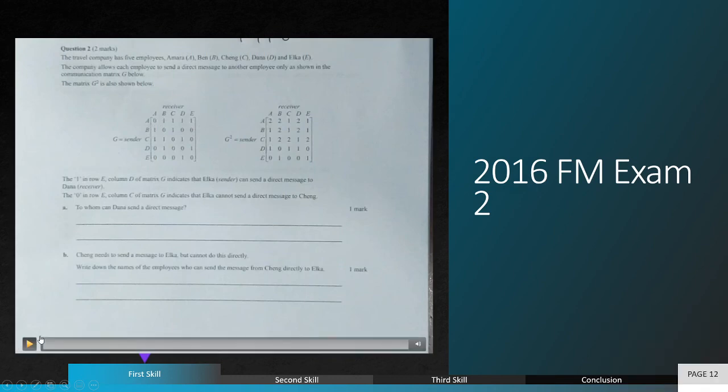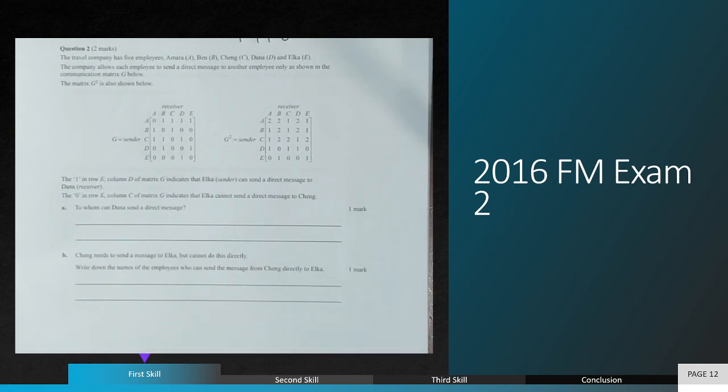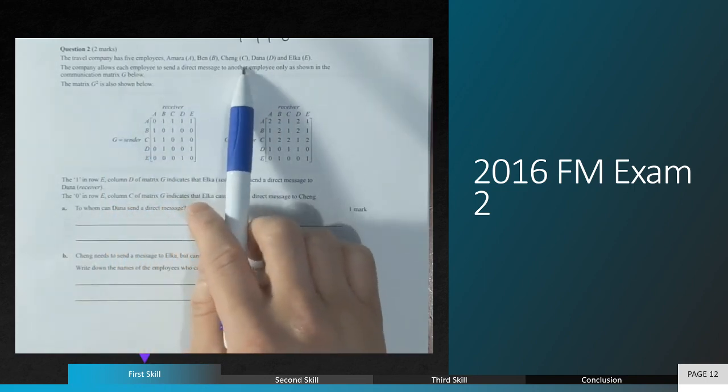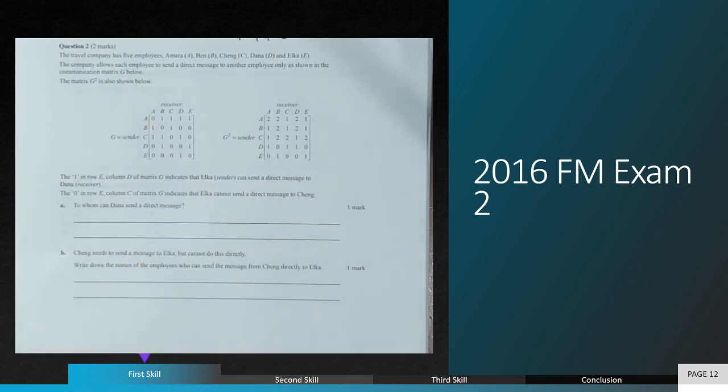Hi, so this one is 2016 Federal Maths Exam 2, question 2. The travel company has 5 employees, A, B, C, D, and E. The company allows each employee to send a direct message to another employee only as shown in the communication matrix G below. The matrix G squared is also shown below.